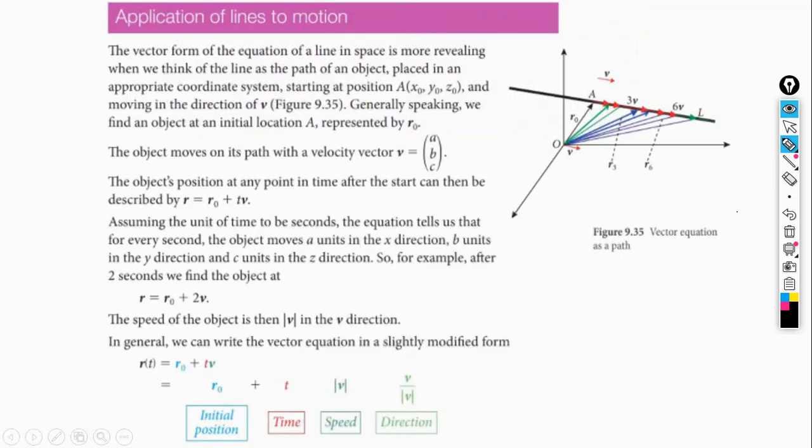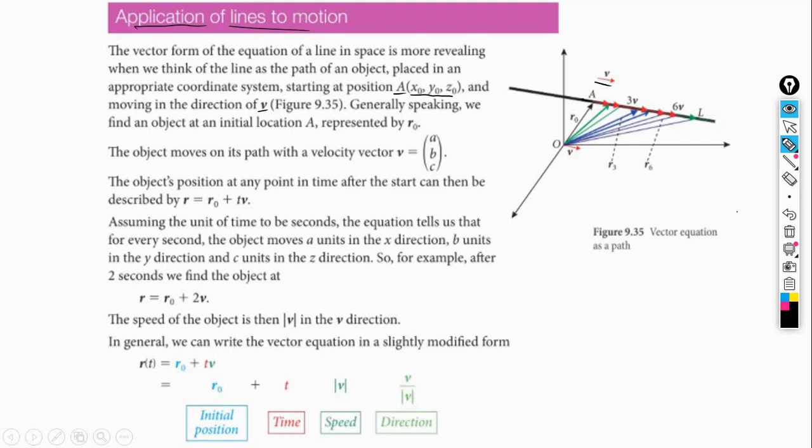So now let's take a look at application of lines to motion. The vector form of the equation of a line in space is more revealing than what we think of as the line as the path of an object placed in an appropriate coordinate system, starting at position A, x sub 0, y sub 0, z sub 0, and moving in the direction of v, like we can see here in figure 9.35. So here we have the starting position at A and the vector v, which gives us the direction starting at A.